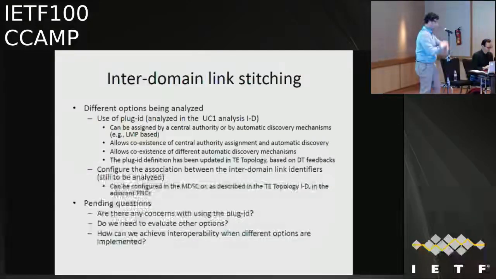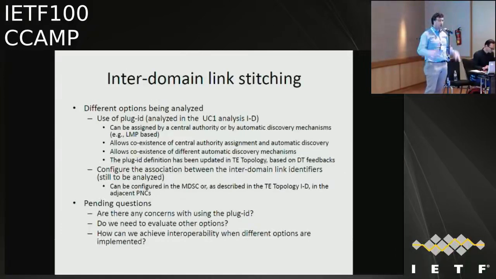Next. So, on the open issues, the big one for multi-domain has been the inter-domain stitching. We have been able, thanks to the help of Igor as well, and the TE topology design team, to analyze the plug ID. The plug ID has been analyzed in particular, and we see that it supports two cases. One case where this number is assigned by a central authority and configured on both PNC domains and reported via MPI to the MDSC. The second use case is when the two edge devices auto-discover the link via LMP, and the information that is auto-discovered is reported to the MDSC.